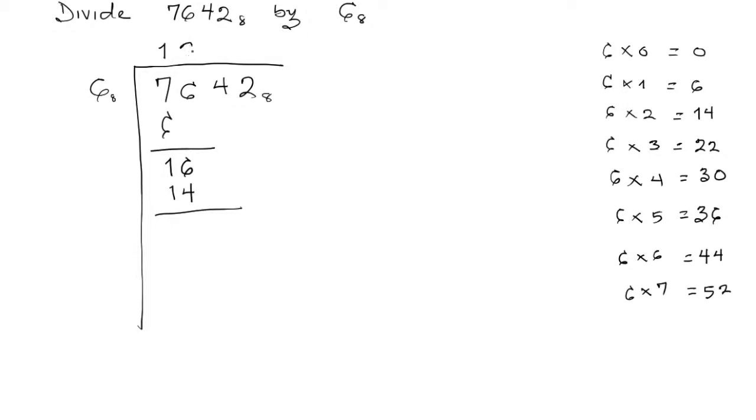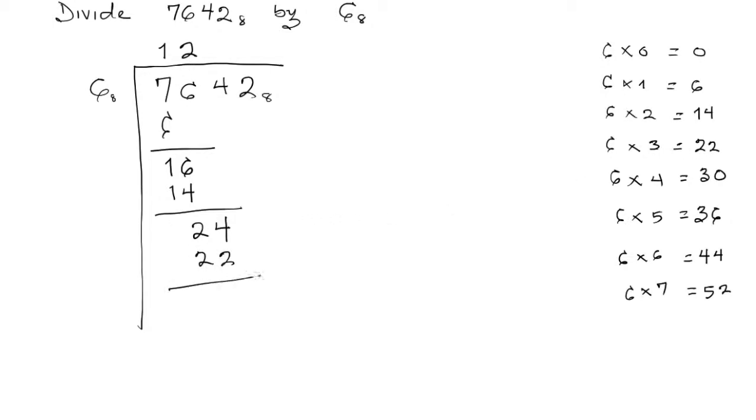So we write our 2 as the answer right here. 16 minus 2, or 6 minus 2, is 6 minus 4 rather, is 2. We don't need that. So we bring down the next number, which is 4. We go here. The highest number we get to 24 is 22. So we write that down.